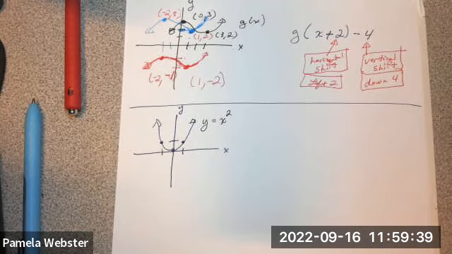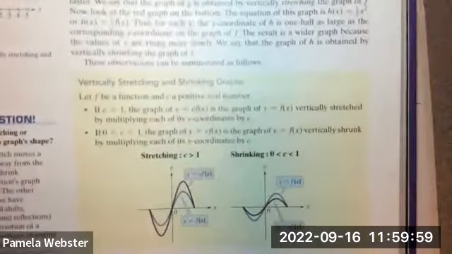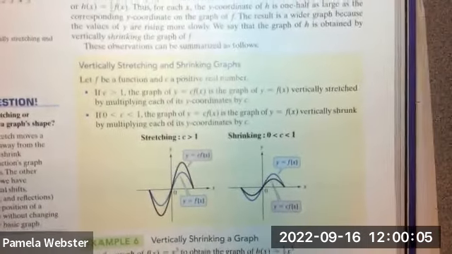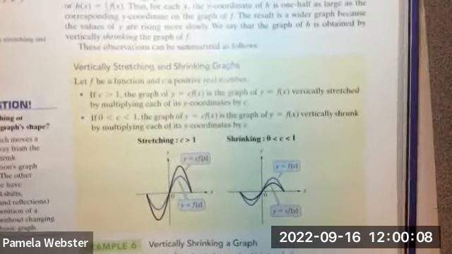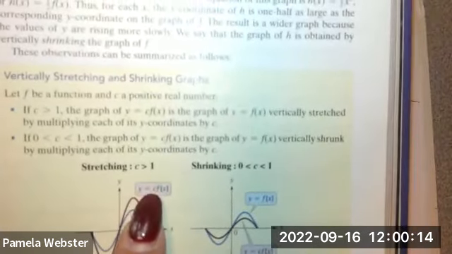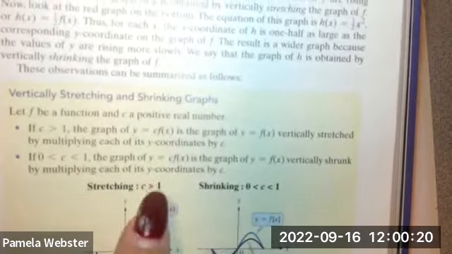And whenever I start doing stuff where I am multiplying, that's what we're calling stretches. So as I look in your book, I know you guys are all on the ebooks on My Math Lab, but here it is, what it looks like: vertically stretching and shrinking graphs. They're saying let f be a function and c is a positive real number. Whenever I multiply by c, and again, we're going for vertical stretching, it's going to stretch it up and down.